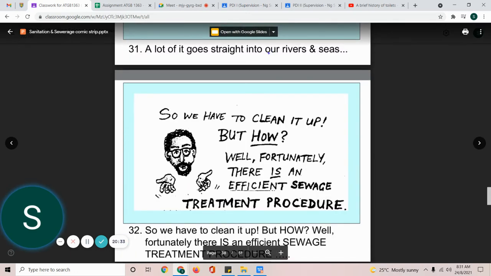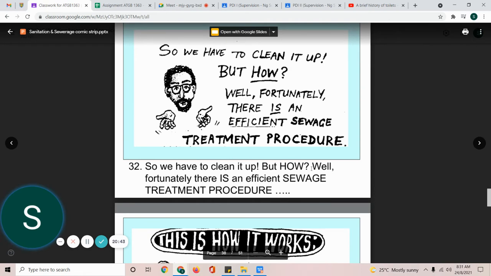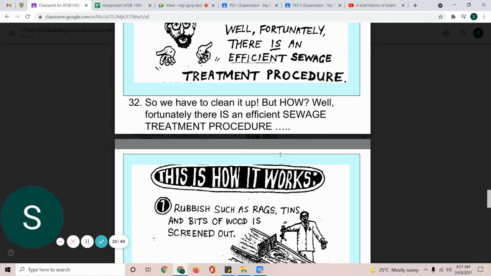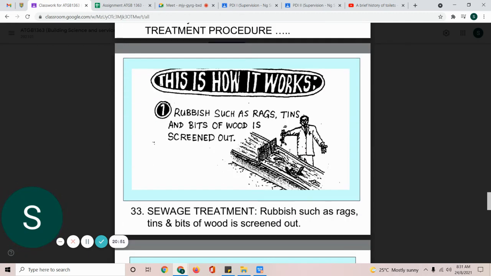Okay, so we do not want it to go into our river and sea, so we actually have to clean it all up, or treat it, in essence. We want to treat it so that it does not pollute our environment and also does not affect our health. So how it works is that from the village or from the town, we have our sanitary appliances which we use to catch all this dirty water, and then it goes through a pipeline, and finally it will end up at our sewage treatment plant.